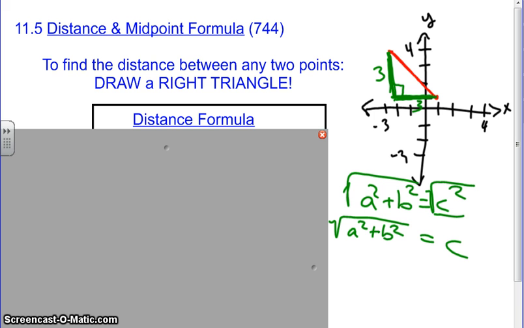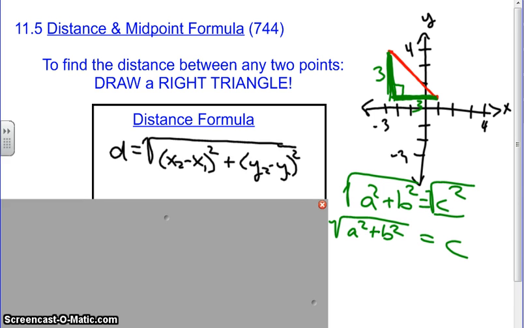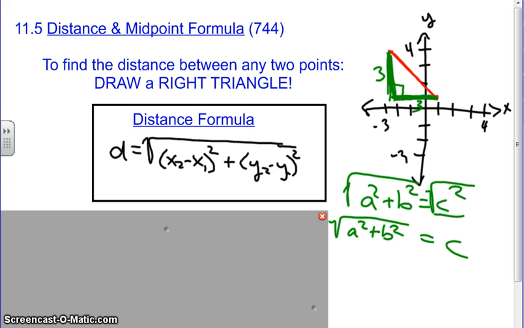This is the distance formula. Rather than calling c, we call it d for distance. Rather than calling a, we call it the change in the x, and we call the b the change in the y. So here's your formula. Find the change in the x squared plus the change in the y squared, the 2 legs. When you take their sum and take its square root, you will get the distance.